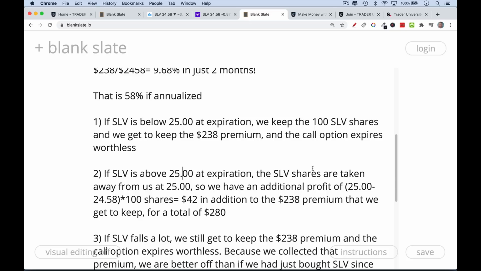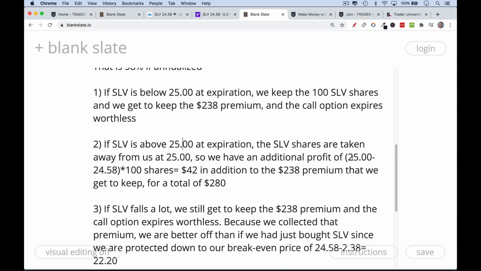The shares will be taken away from us at 25, and so we'll have an additional capital gain, an additional profit, of just 25 minus the price we paid, 24.58, times 100 shares. That gives us another $42 profit, not counting commissions. And so in addition to that $238 premium that we collected, we will have that $42.